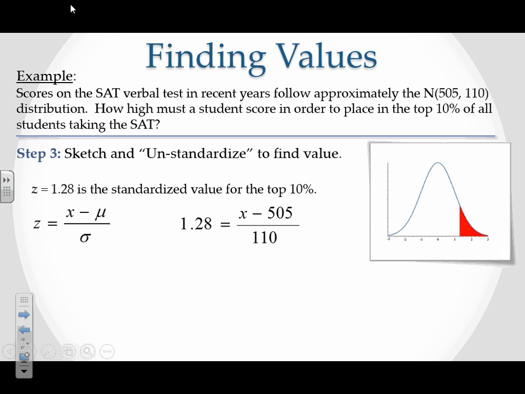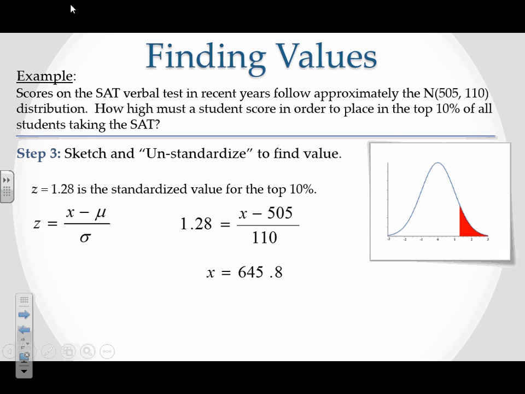And now if I want to solve, what am I going to have to do? Okay, some basic algebra. So if I have this equation that I want to solve, what would be my first step? Multiply by 110. So take 1.28 times 110. Then what are you going to do after that? Add 505. So when you unstandardize, it's the same process every time. Take your z-score times the standard deviation plus the mean. Okay, so when we solve, x would be 645.8.